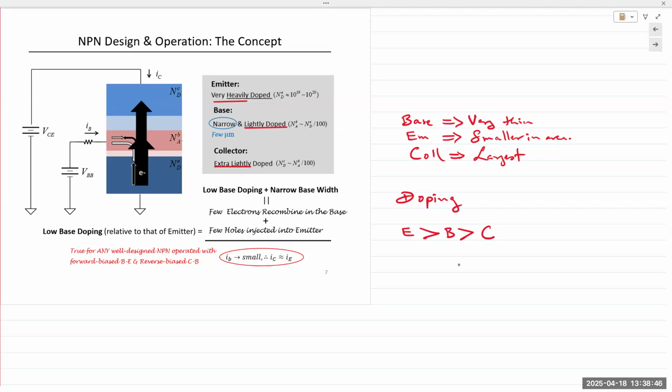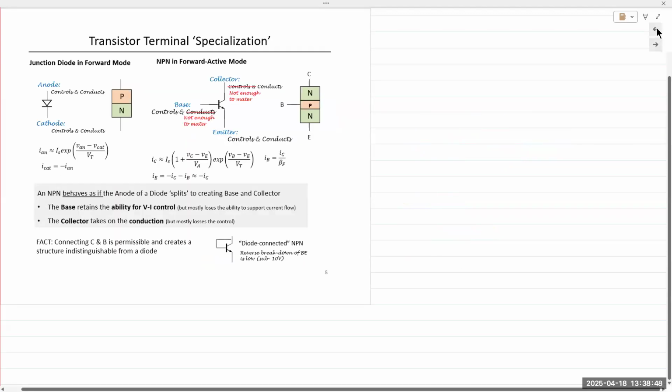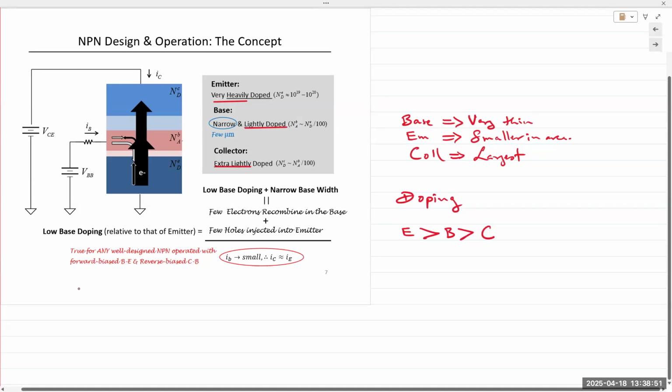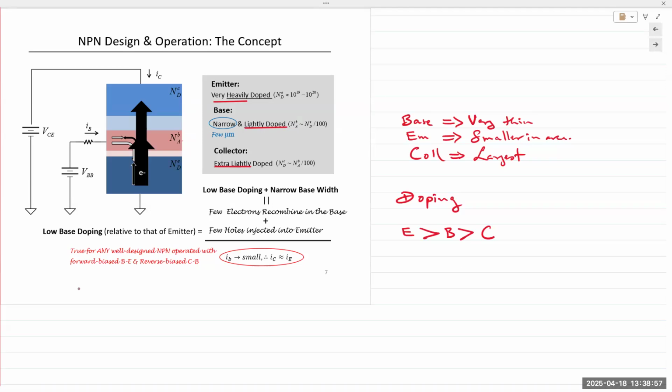So what's happening is you forward bias the base emitter junction. Is everybody clear on the construction? Okay. Any questions about the construction of the device and the doping profile? Okay, so the emitter is very heavily doped.